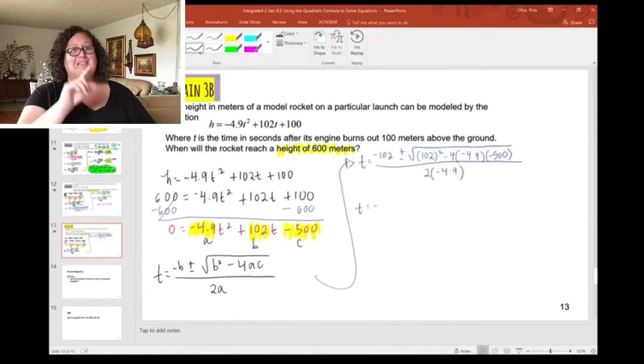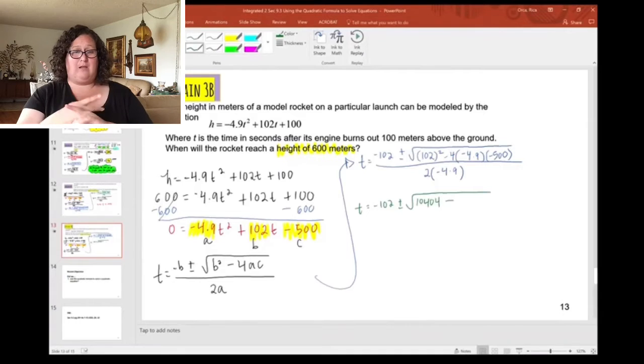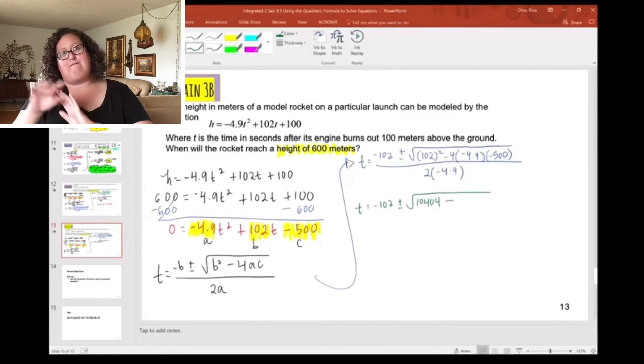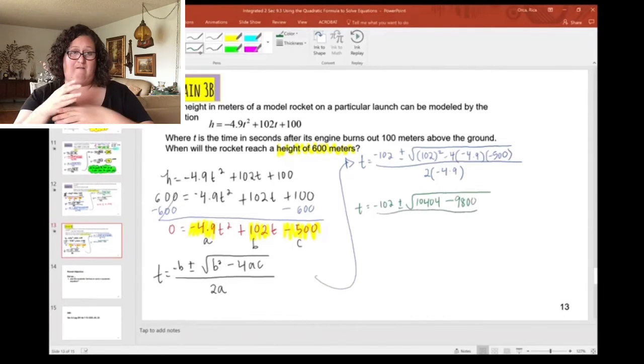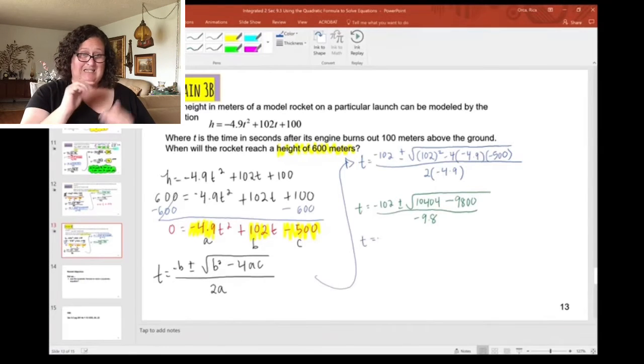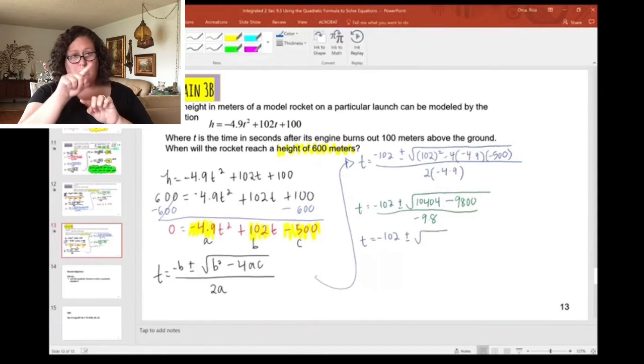t equals negative 102 plus or minus the square root of 102 squared, which is 10,404, and negative 4 times negative 4.9 times negative 500 is negative 9,800, all divided by negative 9.8. We have t equals negative 102 plus or minus the square root of 604 divided by negative 9.8.